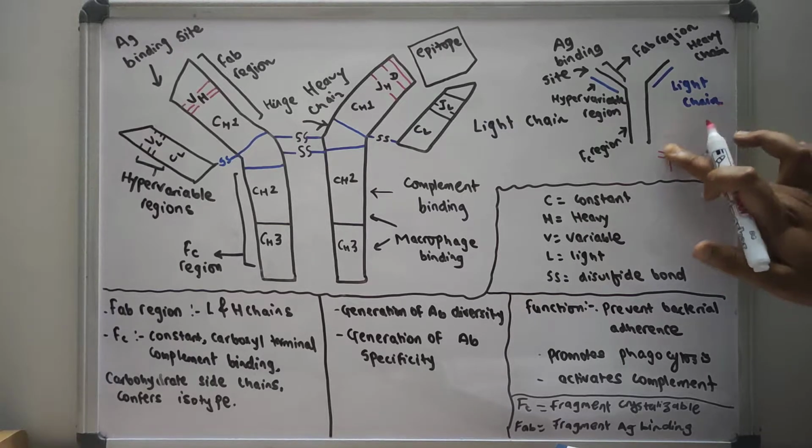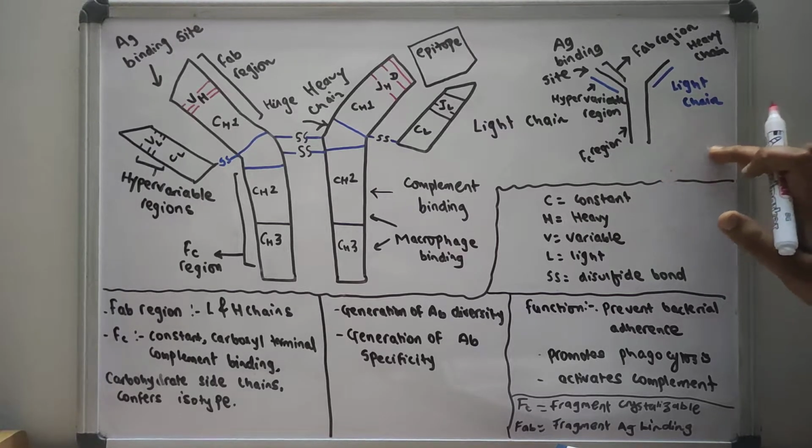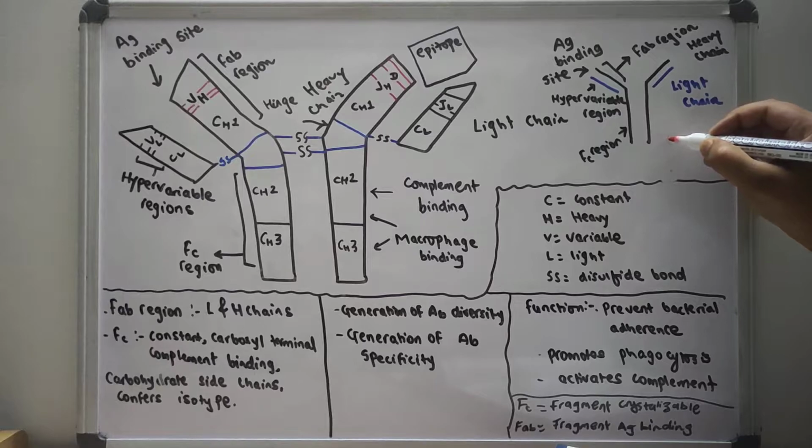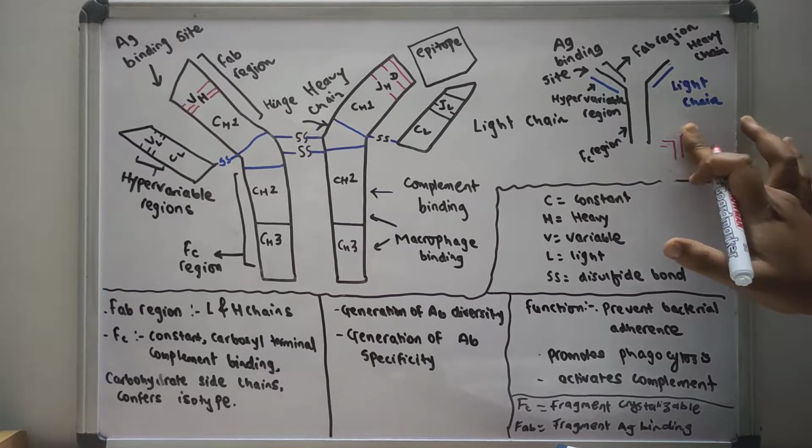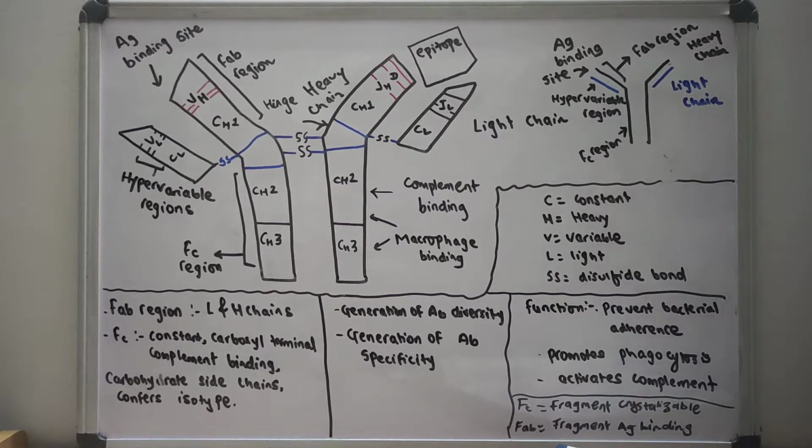Again, I'm going to explain. The structure of the antibody is like this. Once I draw like this, this whole portion of the antibody is the heavy chain, whereas after I draw these two lines, these two lines are the light chains. This is the basic concept you should know.